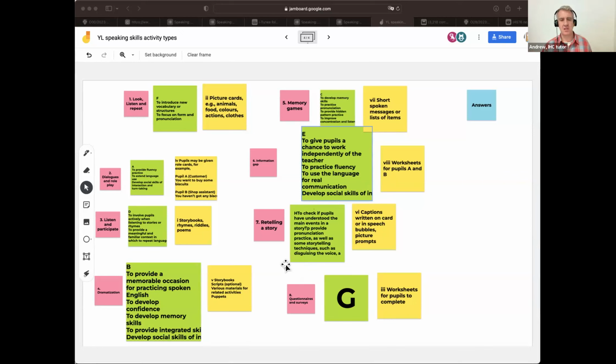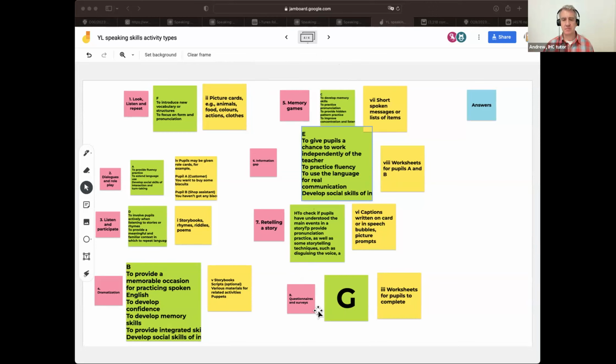Number 3 is listen and participate. This is to involve students actively when listening to stories or rhymes. It's to provide a meaningful and familiar context in which to repeat language. Materials could be storybooks, riddles, rhymes, and poems.